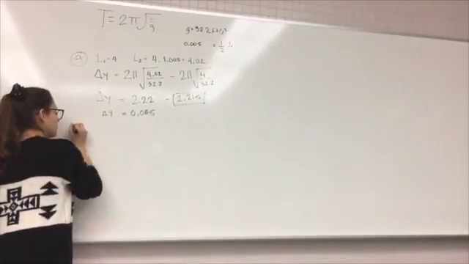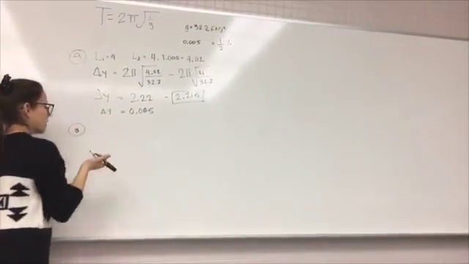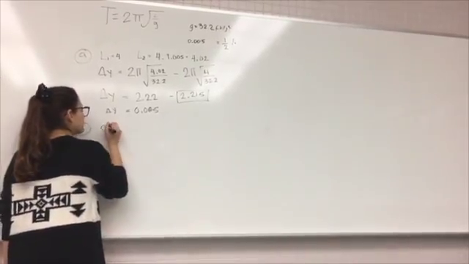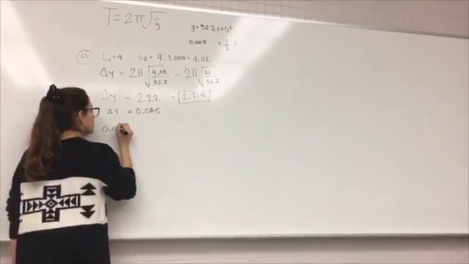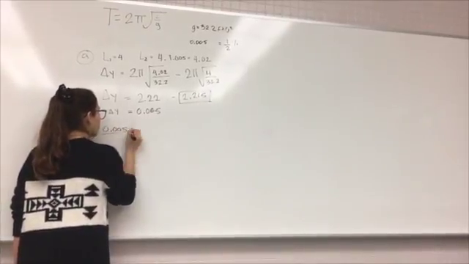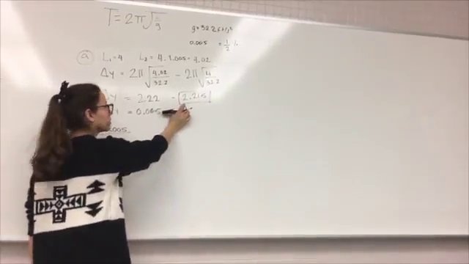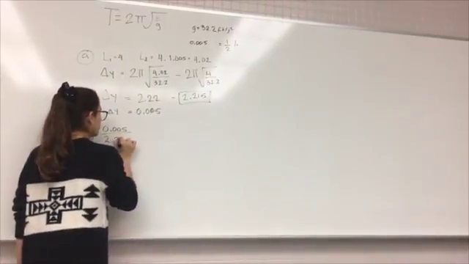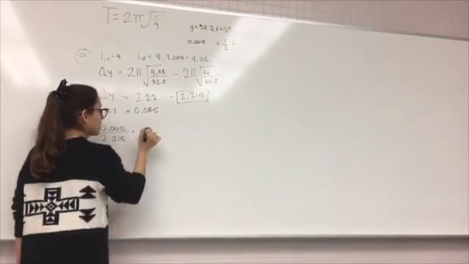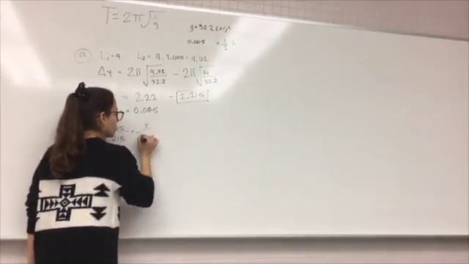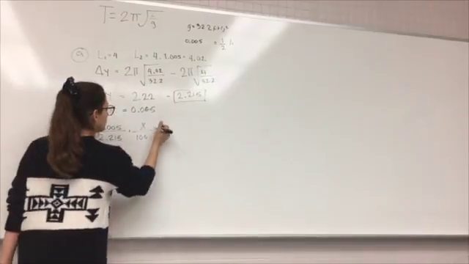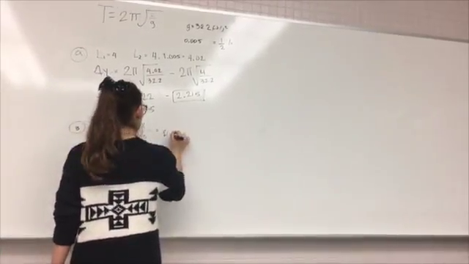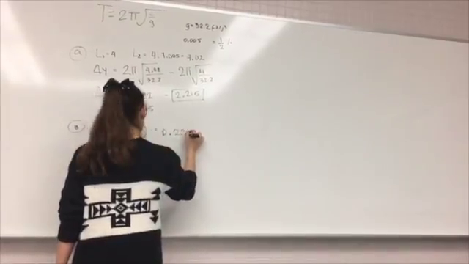Now to get B, it asks for the percent of change. To get that, you're going to have to divide your change in your period over your original answer for your equation, which is 2.215, times 100, so that you can get your percent, which would give you 0.226%.